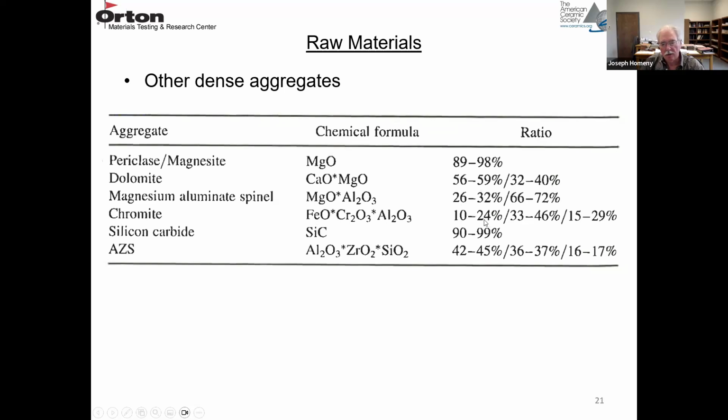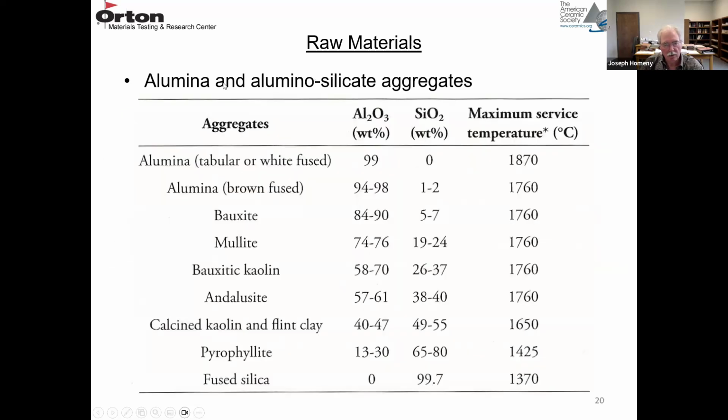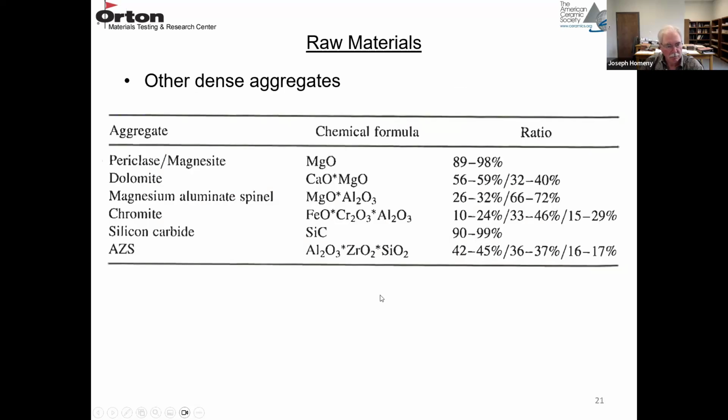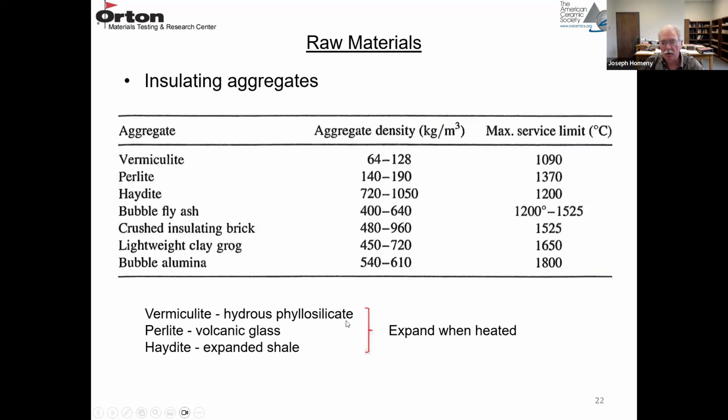The chromite has some iron oxide, maybe up to 24%, Cr2O3 up to 46%, and then the alumina maybe up to 29%. Silicon carbide, depending on the purity, 90 to 99%. And then AZS. So this is the alumina range, 42 to 45%, the zirconia range, 36 to 37, and SiO2 is the balance, 16 to 17%. So we have all these alumina silicate aggregates, different other types of aggregates. Those are all dense for forming dense castables or monolithics.